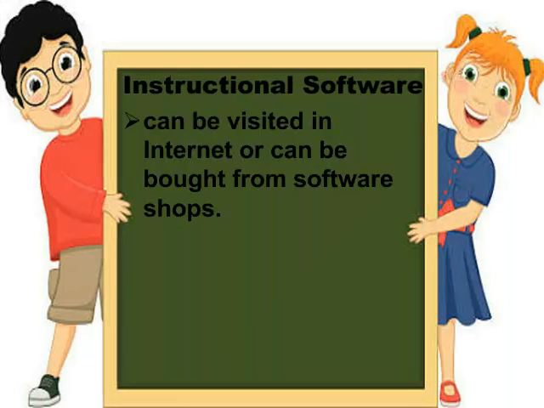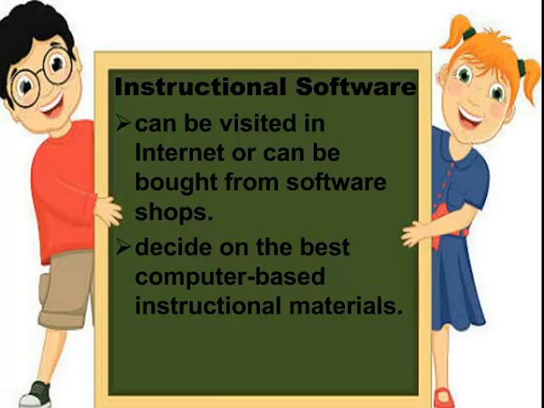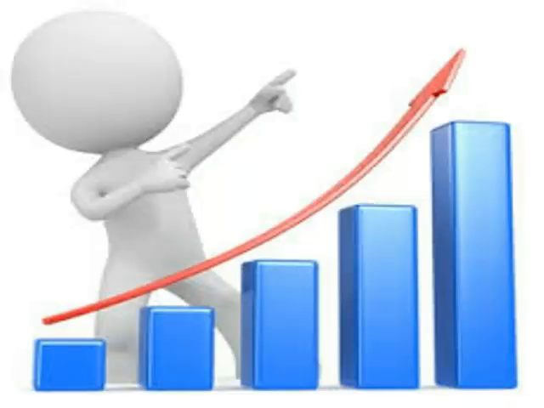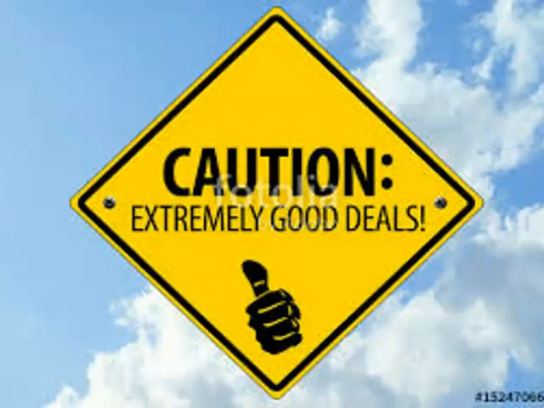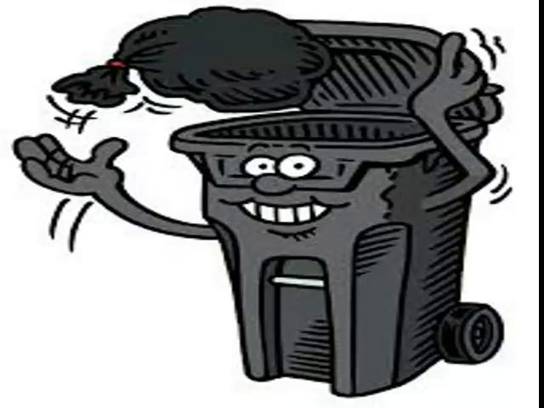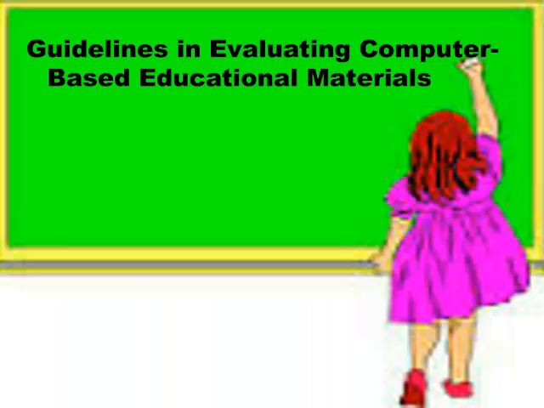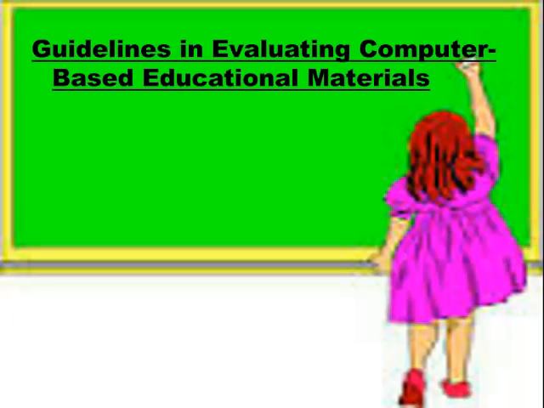Instructional software. Instructional software can be visited on the internet or can be bought from software shops or dealers. The teacher through his school should decide on the best computer-based instructional, or CBI, materials for the school resource collection. But beware, since CBIs need much improvement, while web-based educational resources are either extremely good or complete garbage. In evaluating computer-based educational materials, the following can serve as guidelines.